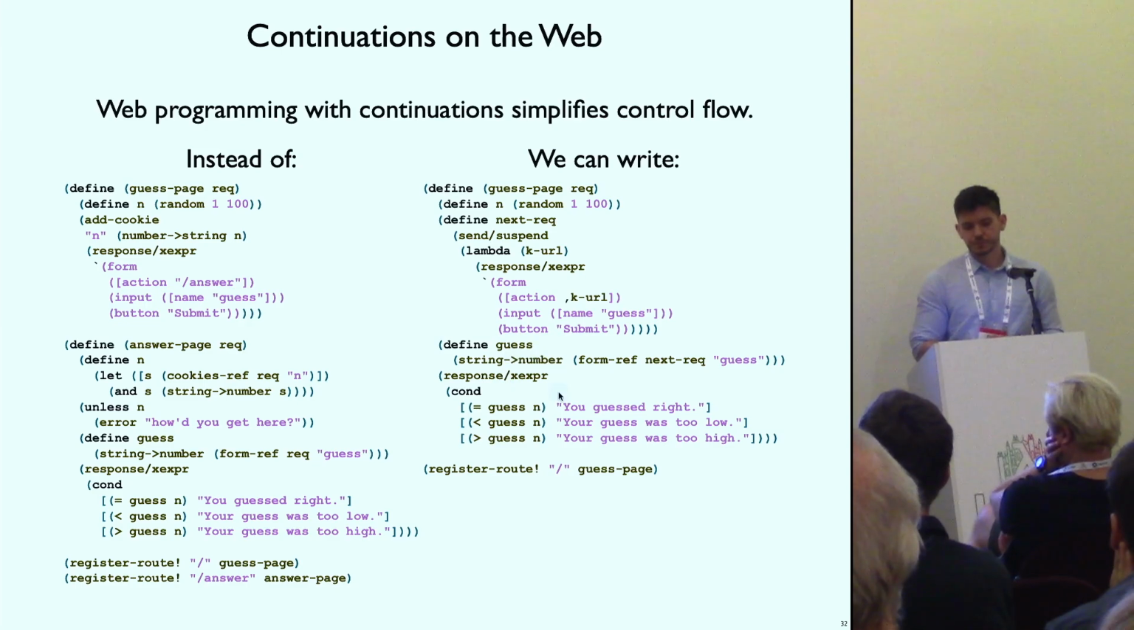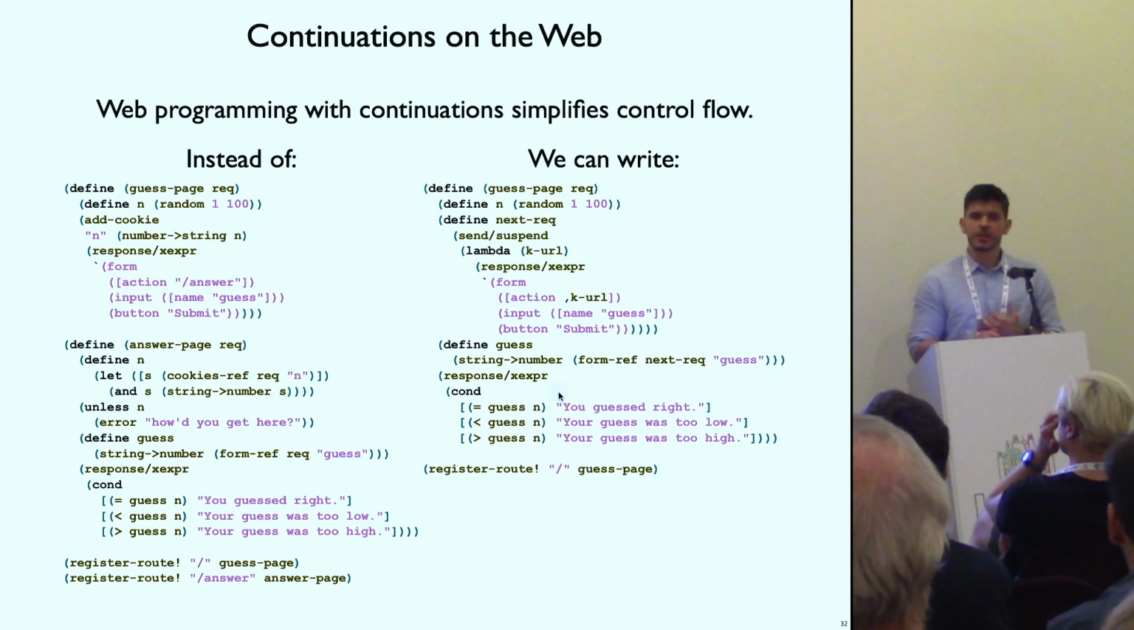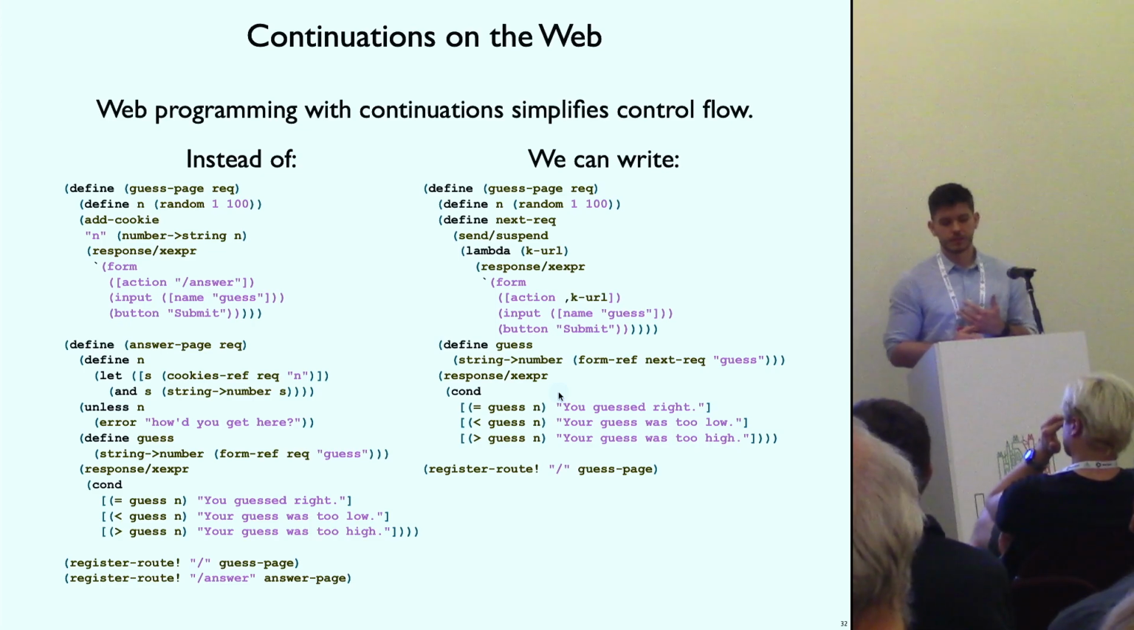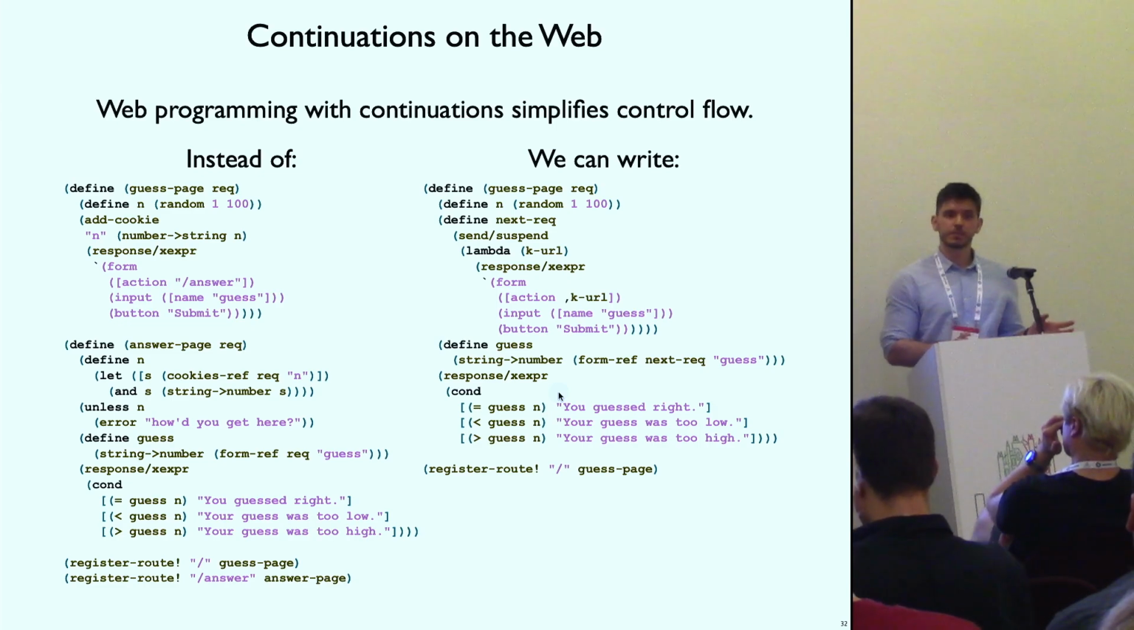Okay, and then as before, we take the guess out of the request and we compute the result. And so the thing to note about this is, one, we no longer need the sort of side channel to store that target number, right?